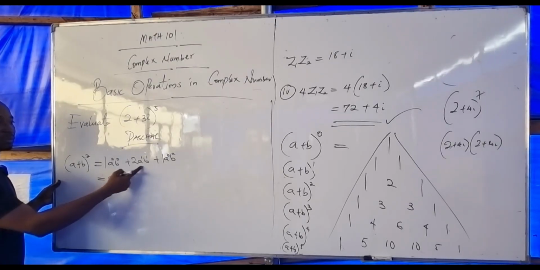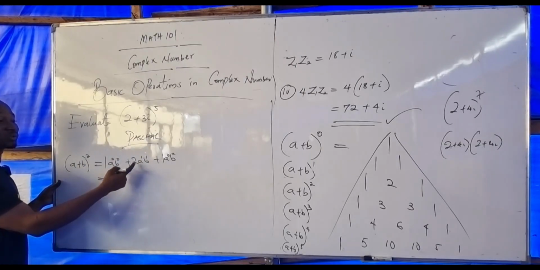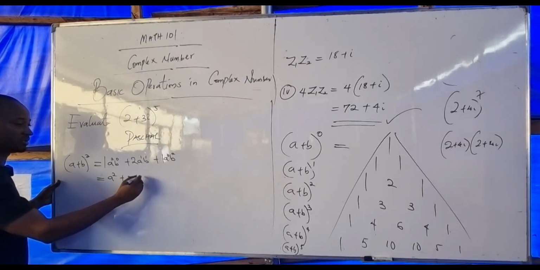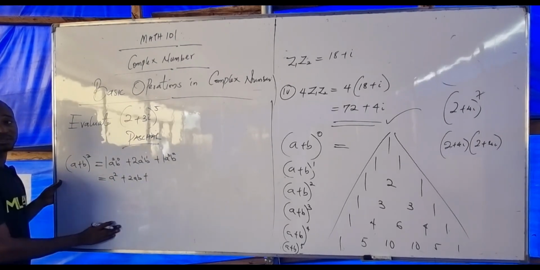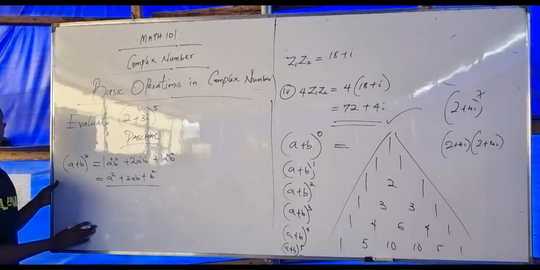Plus A raised to power 1 is A, B raised to power 1 is B. So that means 2 times AB is 2AB. Plus A raised to power 0 is 1, times 1 times B squared is B squared. Are you seeing it now? How we got this?